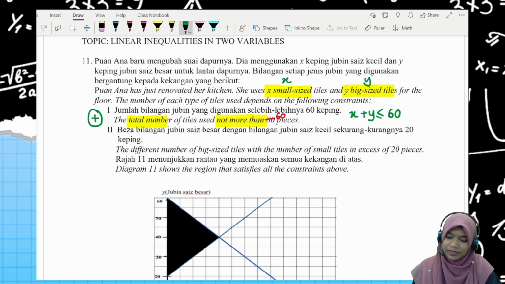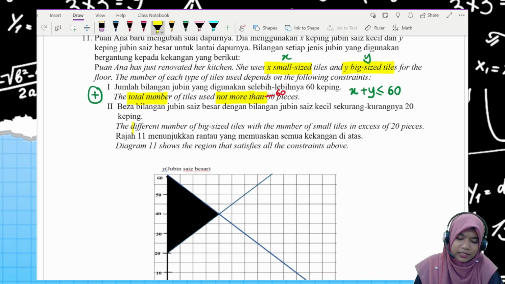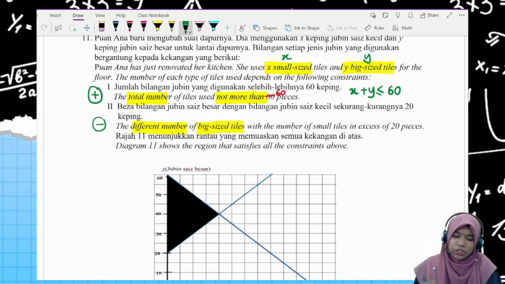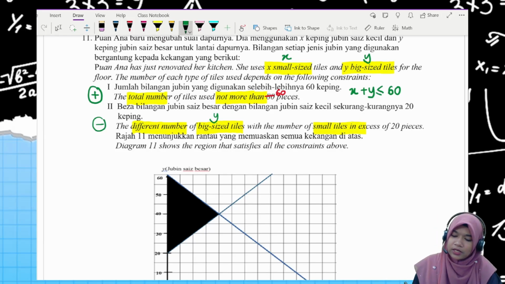The second constraint is the difference in the number of big size tiles with the number of small size tiles. The difference involves subtraction. It mentioned big size tile; big is Y, with the number of small size tile; small size is X.